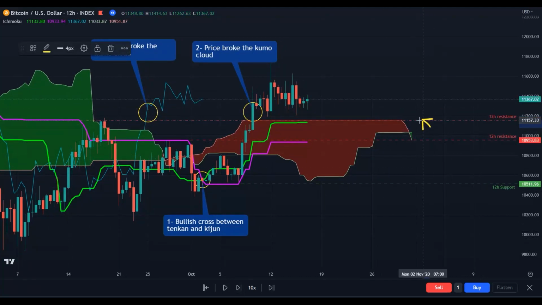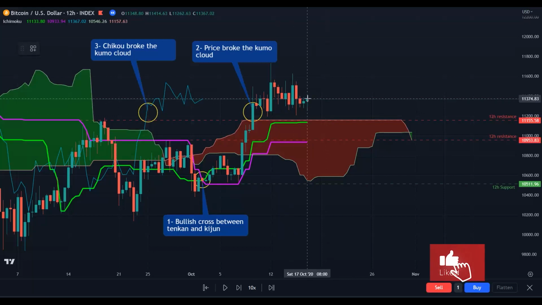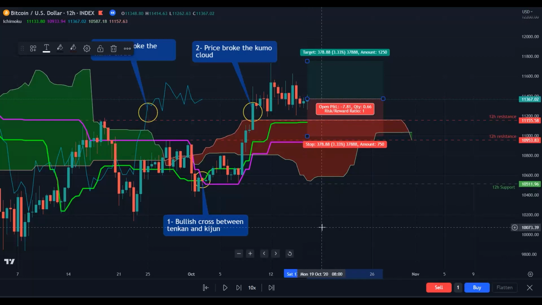For the first time, we see the future Kumo cloud turn to bullish. Okay, now it's time to open your long position. So I'm opening my long position at the close of this candle, which will be here. Okay, and the first question you must ask yourself is, where's my stop loss? I know where is my entry point. Okay, where is my stop loss?